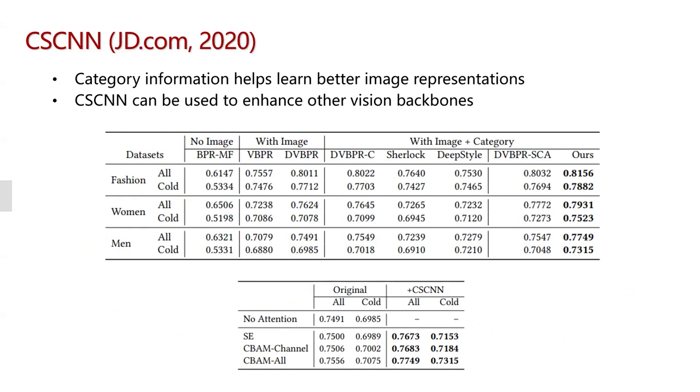And from the method, we can see that the proposed method can be used to enhance other vision backbones. For example, from the lower table, we can see that if we add the proposed CSCN method to other backbones, the performance can be consistently improved. So the idea is very interesting and can be generalized to different methods. So if you would like to fuse your image embeddings with your categories, we can consider using some low-level methods to directly inject the category knowledge into the image representation learning.